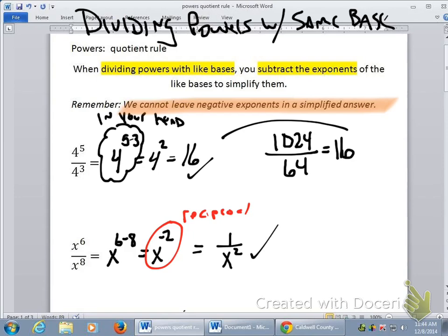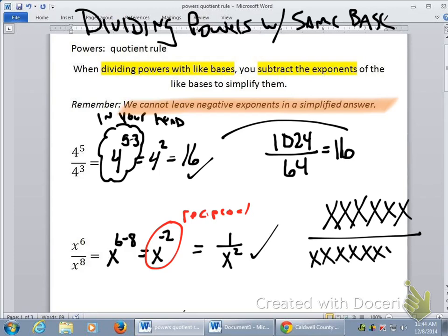Now I'm going to show you the longer way as well. I'm just going to define what x to the 6th means. Of course it means I have 6 x's, right? And x to the 8th would mean I have 8 x's. And what happens is I can divide those out, so they're gone, and I'm left with 2 x's. And where are those 2 x's? They're in the denominator. So hopefully you can see that those are actually the same thing.